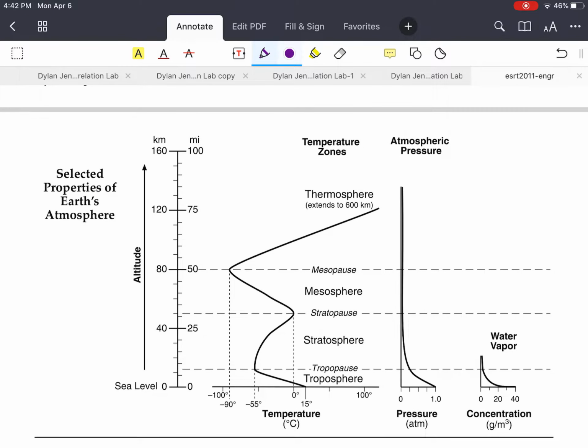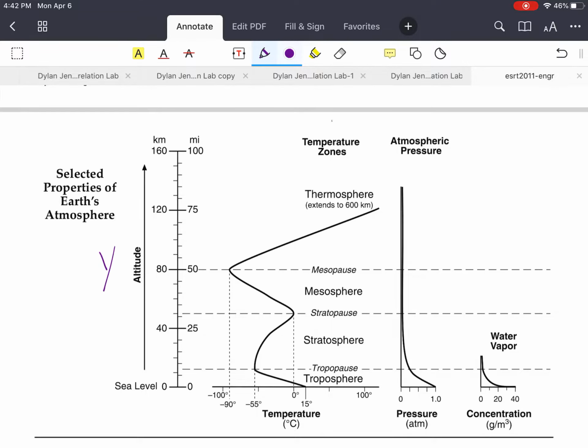Hi, it's Mr. Jensen. Today I'd like to go over Earth Science Reference Tables page 14, the selected properties of Earth's atmosphere. So at first glance it may look like one big graph, but it's actually three that share one y-axis. That y-axis that they share is altitude, and as you go up on the page, you increase in altitude.